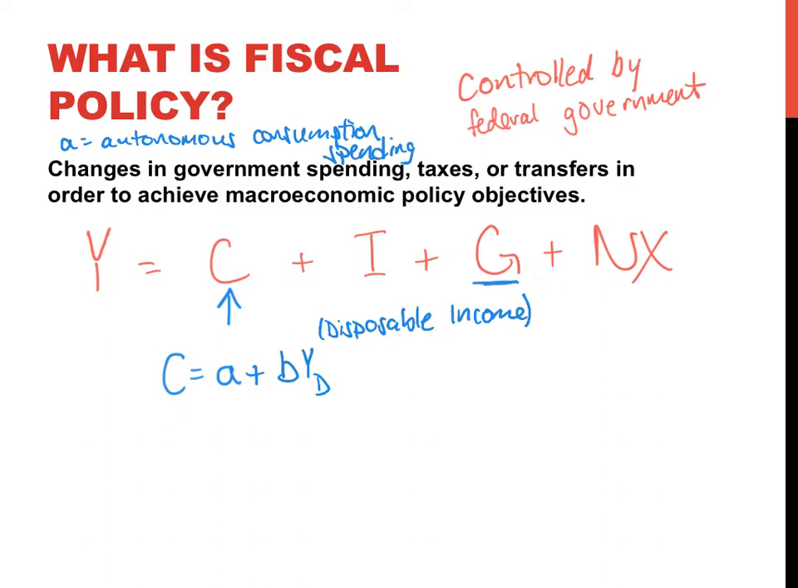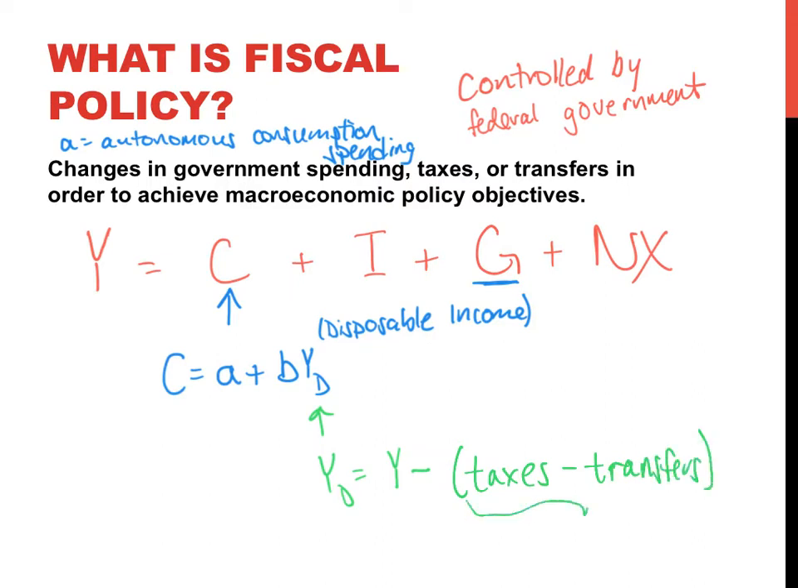So now, what do we mean by disposable income? Well, disposable income is total income, Y. And remember, Y is equal to GDP, but in the circular flow economy, the value of output and income have to be equal to each other. So disposable income is equal to total income minus taxes minus transfers.